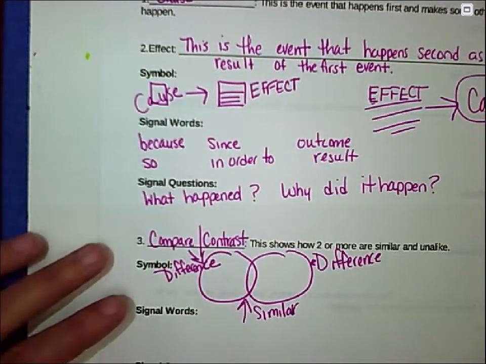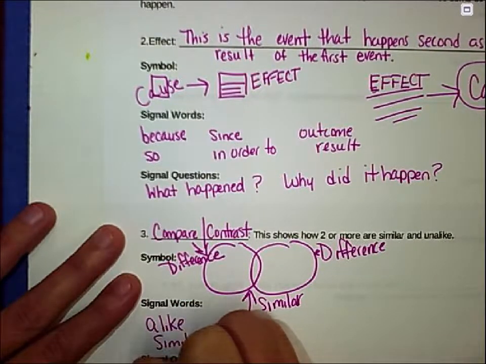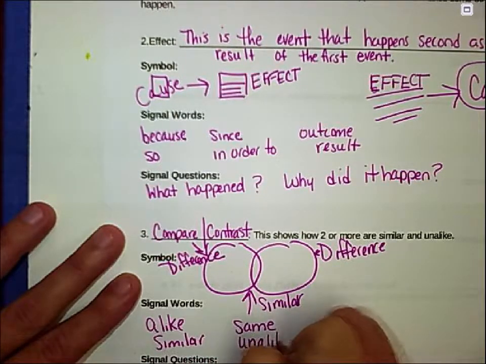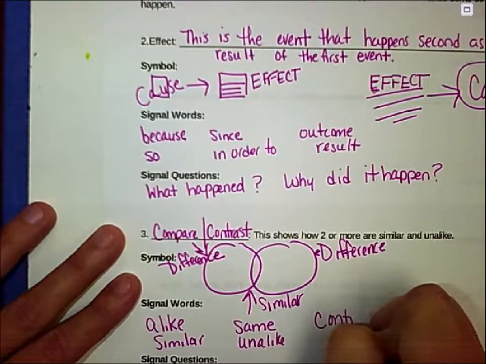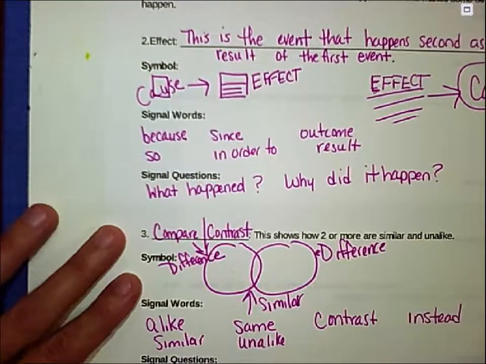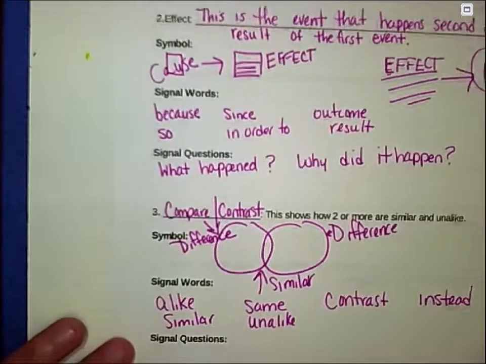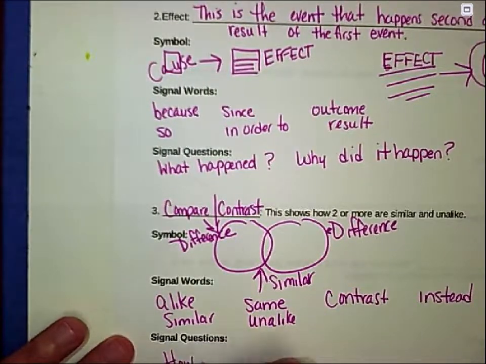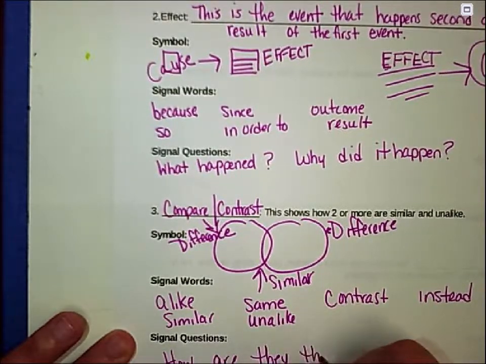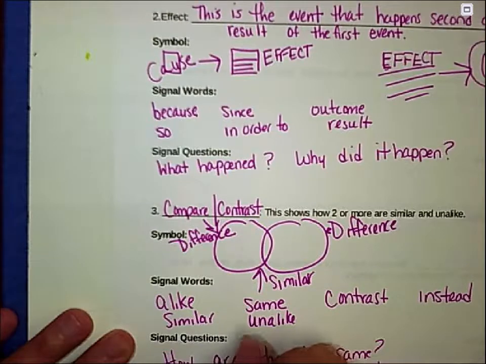Okay? Your signal words could be alike, similar, same, unalike, contrast, or the word instead. So these are all words that signal you that this is a compare and contrast text structure. Okay? And some signal questions that you could have are, how are they the same? How are they different?